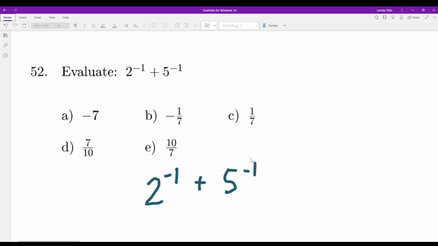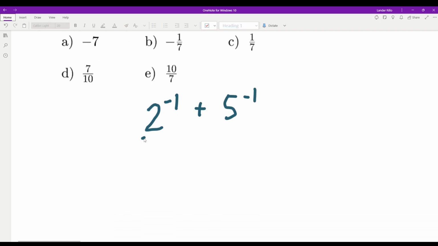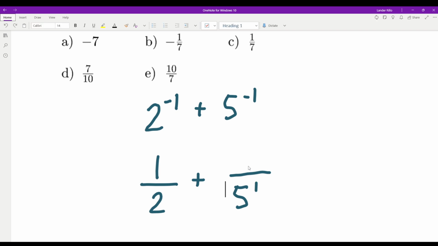You would reciprocate them. So this 2 to the power negative 1 is just 2 to the power 1. That's just 2. And then you would do 5 to the power negative 1, the same as moving it to the other side, reciprocate, so that the 5 to the power 1 is now on the bottom. It's now positive. And that's just the same as 1 over 5.